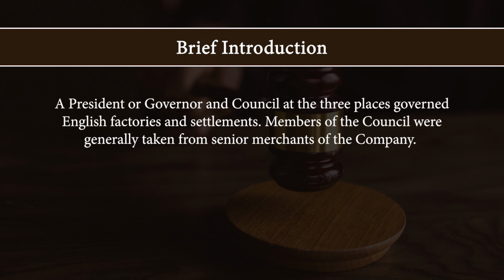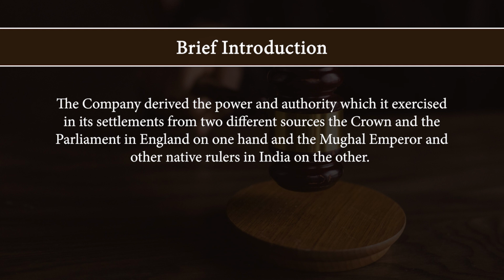A president or governor and council at the 3 places governed English factories and settlements. Members of the council were generally taken from senior merchants of the company. The governor, who was the executive head with his council, was also looking after the administration of justice in his settlement. The company derived the power and authority which it exercised in its settlements from 2 different sources.